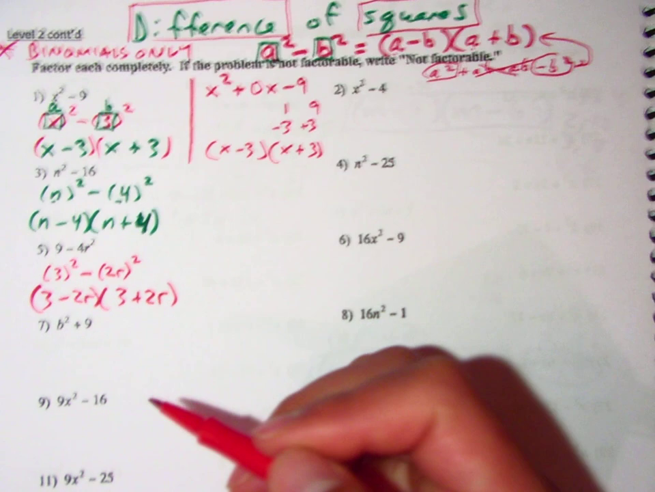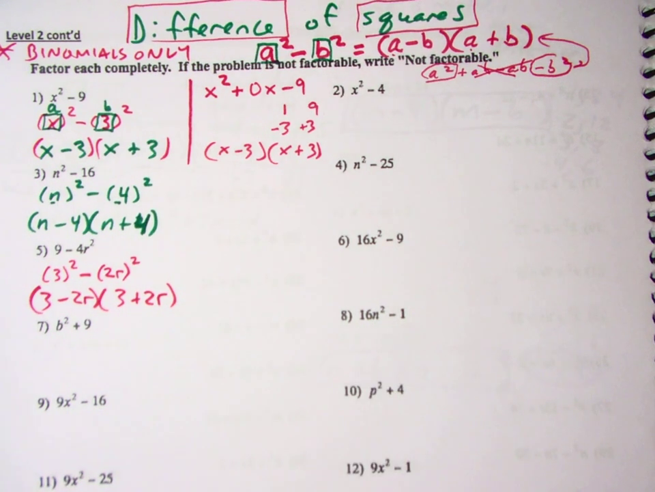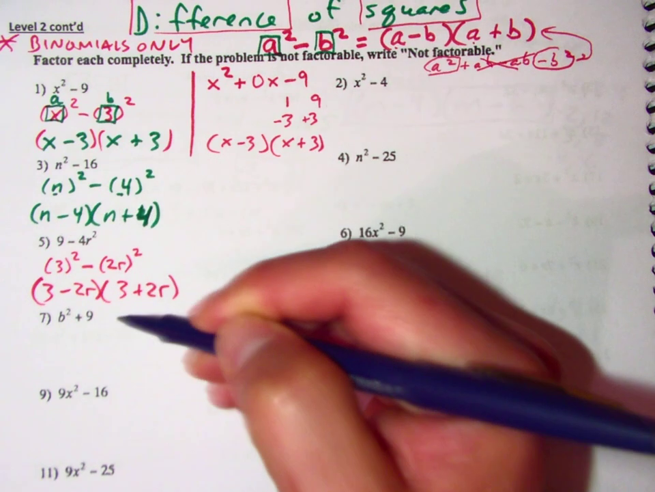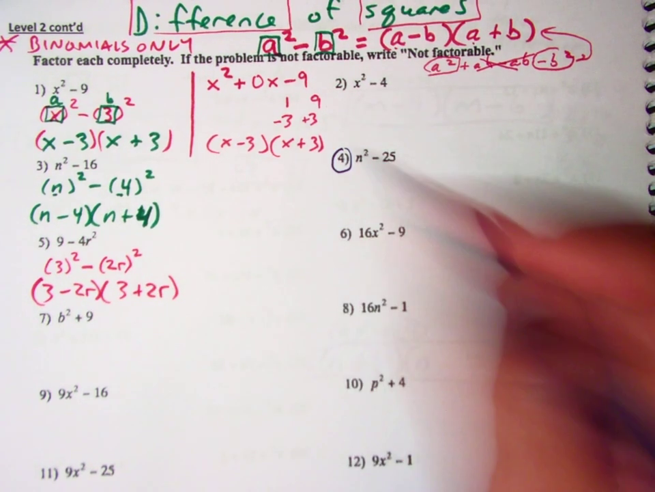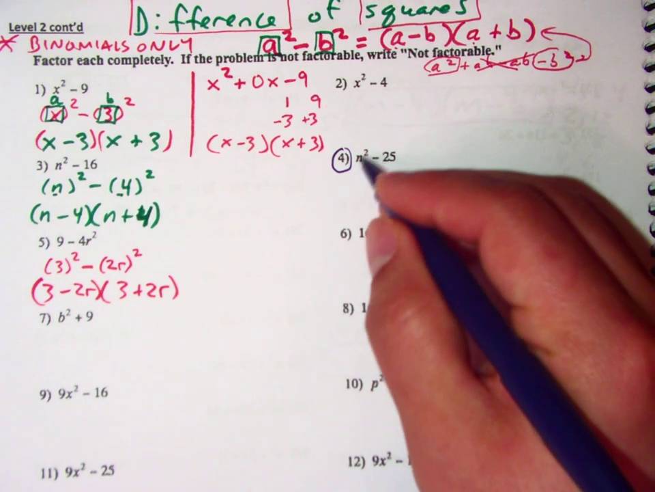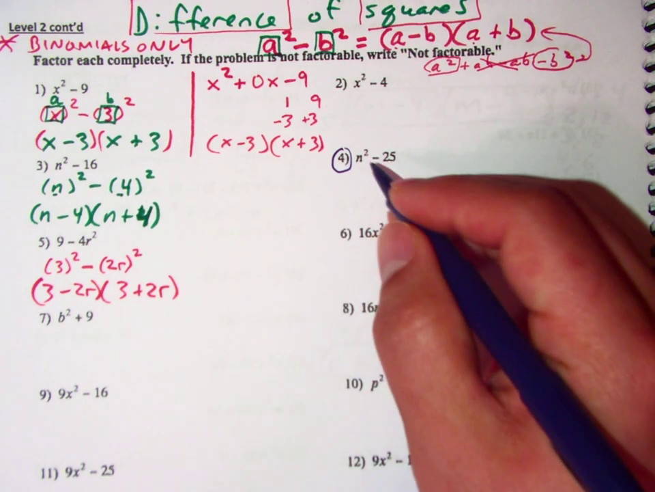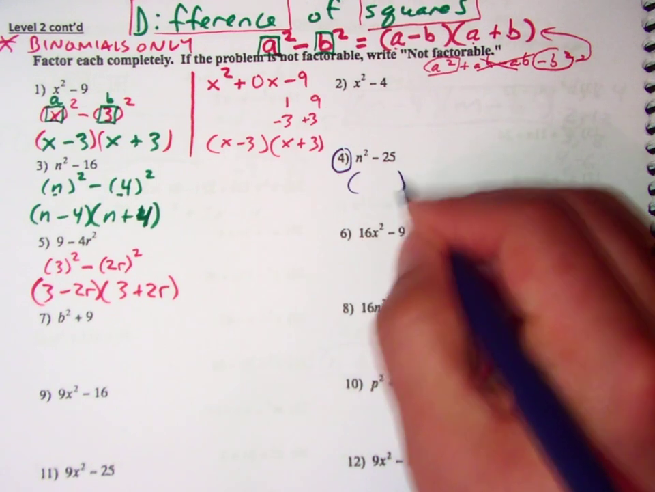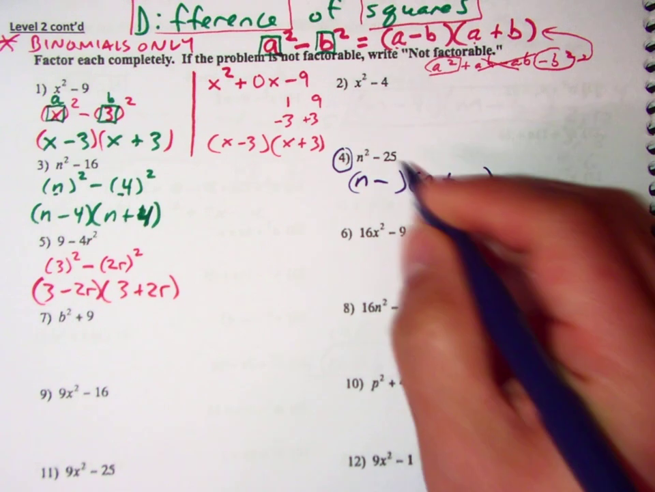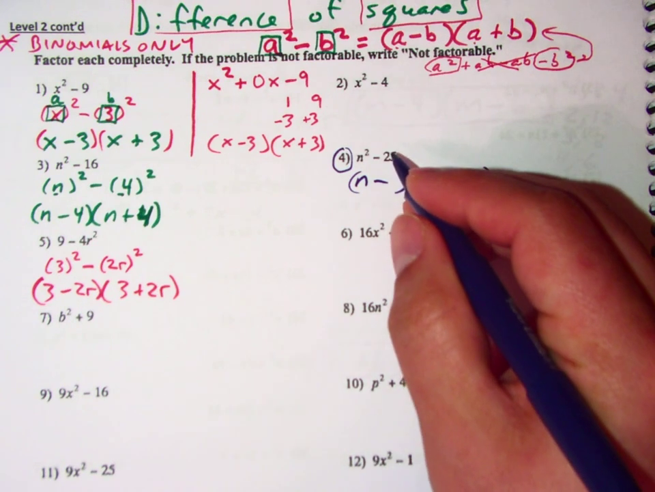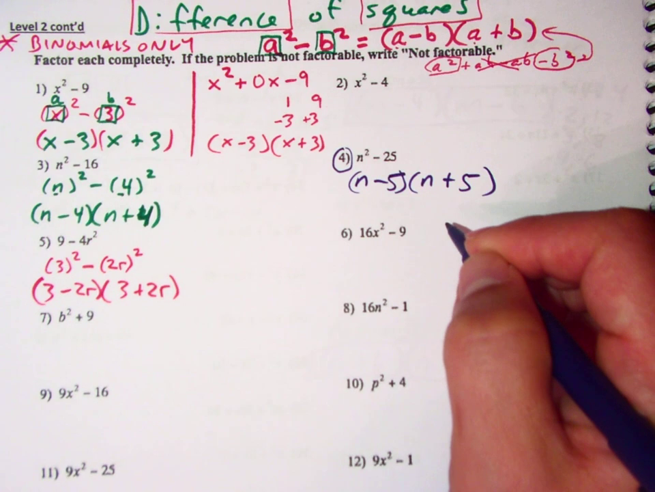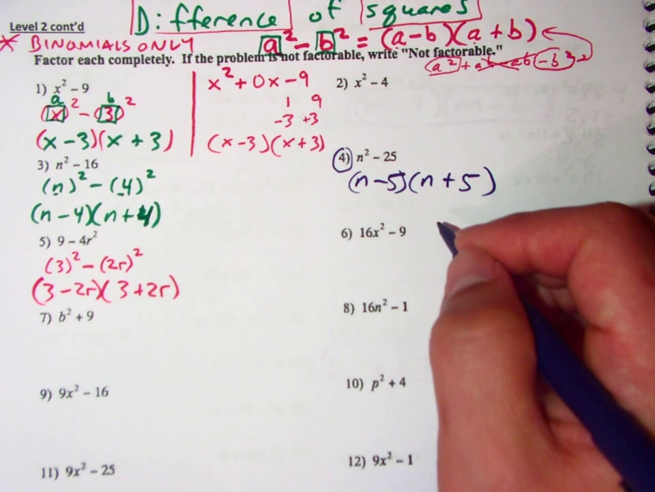Okay? Now, as you get more comfortable, you might not even do all these little steps here. You might just go, let's do number 4. Oh yeah, difference of squares. Okay, because why? This is a binomial. I see n squared, and I see 25, and I see subtraction. So everything is good. And so I know this will be n minus, this will be n plus, always. And then 25, I know that 5 times 5 is 25. And I'm done. Okay? So that's kind of how that works.